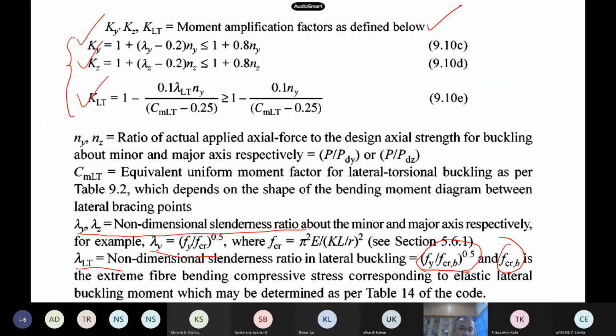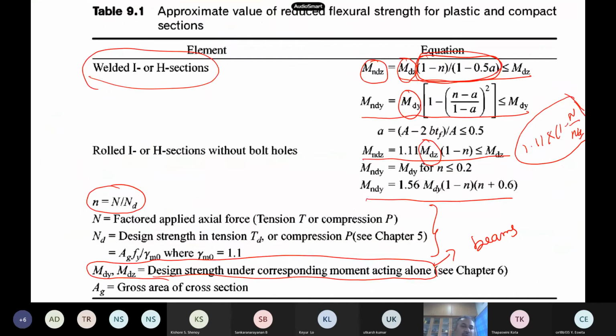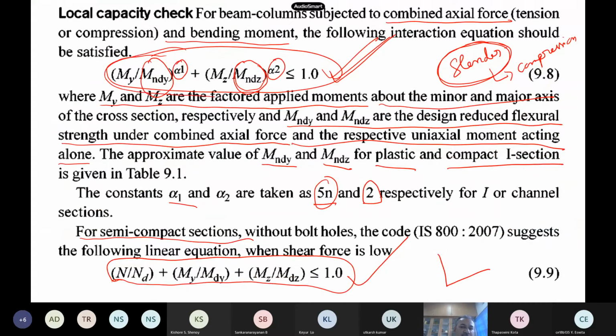So that's all. Only two checks are there for a beam column: one is a capacity check, the other one is a buckling check. For the buckling check, two equations have been given, and I have explained what these two equations are. These are two combinations: LTB with flexural buckling, and bending with flexural buckling, major axis and minor axis combination. When it comes to the capacity check, you have only one interaction equation.